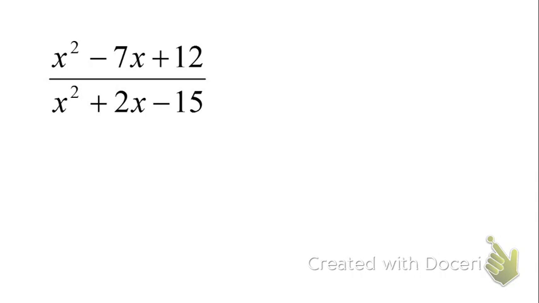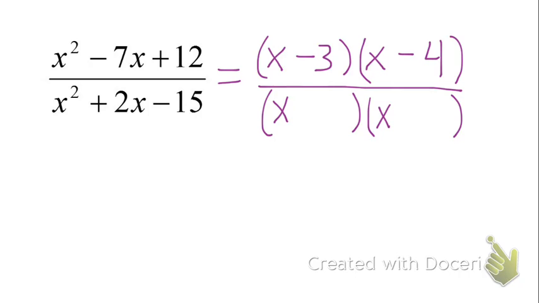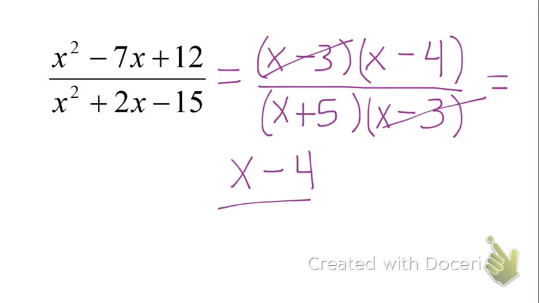Okay, same thing here, we have to factor. On the top, multiplies to give me 12 and adds to give me negative 7 is negative 3 and negative 4. And then on the bottom, multiplies to give me negative 15 and adds to give me 2 is positive 5 and negative 3. So we've got x minus 3 on top, x minus 3 on bottom, so they can cancel. And then we've got x minus 4 over x plus 5.